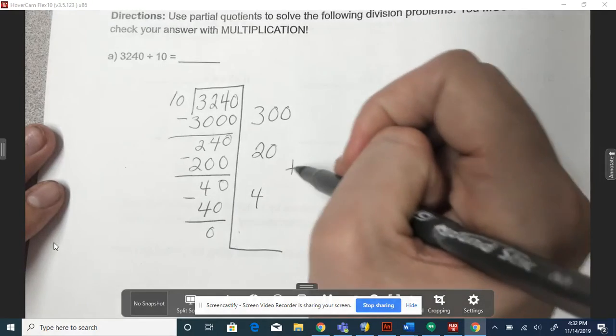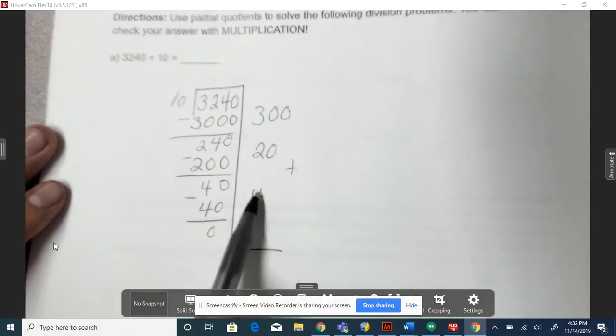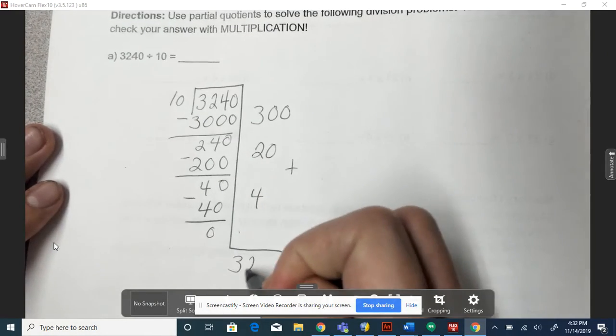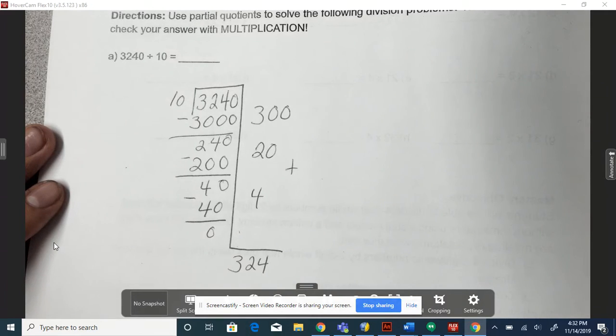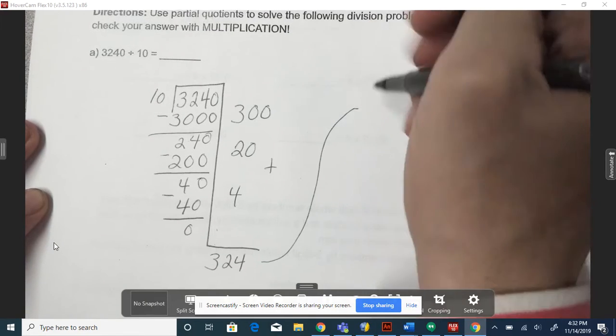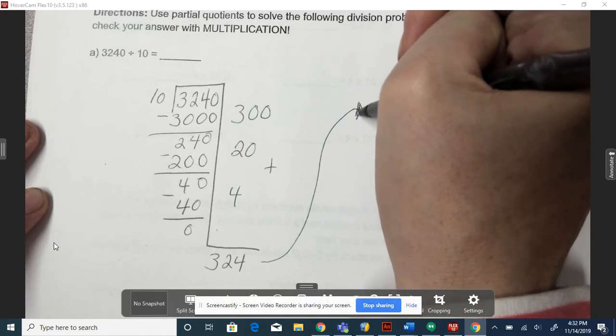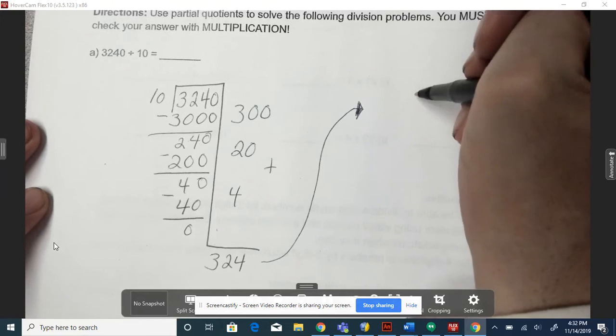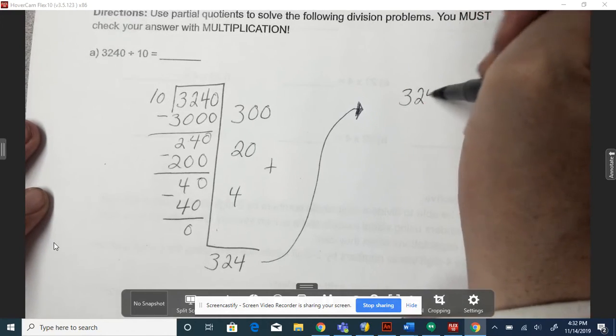I'm going to add these together. 300 plus 20 plus 4 is 324. So I think my answer is 324. I'm going to check my answer by going over here. If you don't want to draw the arrow, you don't have to. But I'm going to write my quotient, which is 324.